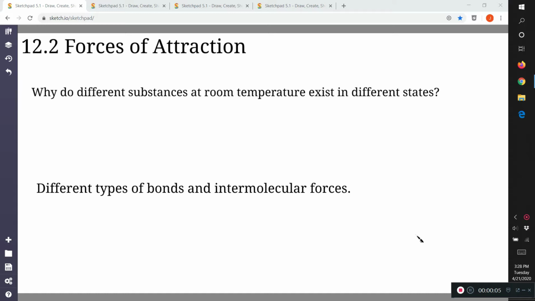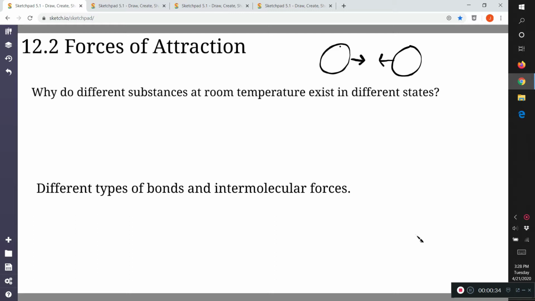Today we're going to be doing section 12.2, which is on forces of attraction. What we mean by forces of attraction is that when you have two molecules, there are forces that pull them towards each other. So this actually leads to us having different states of matter. We're going to start with the question, why do different substances at room temperature exist in different states?